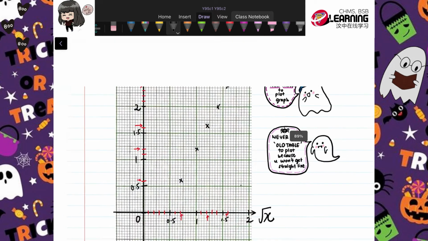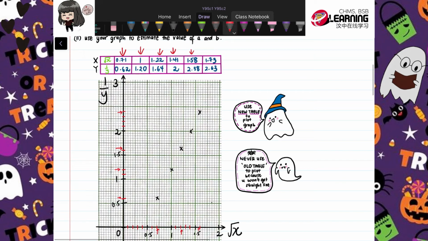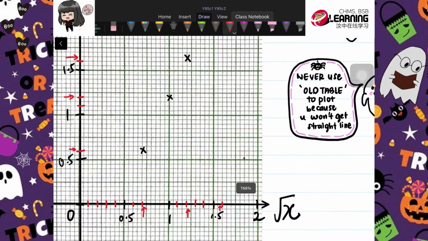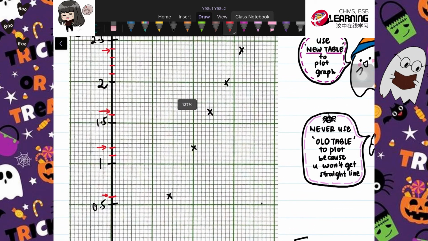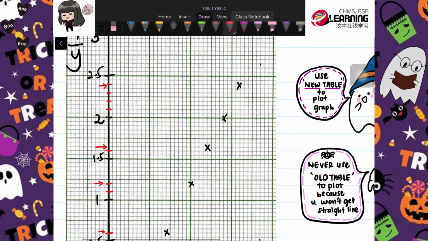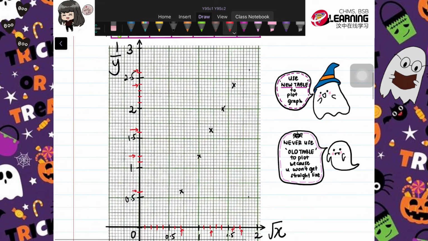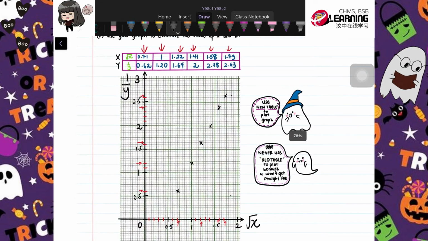So have we plotted all the points already or not yet? One more, the last one: 1.73 and 2.63. 1.6, 1.7, 1.73 is somewhere here. 2.6 is here, 2.63 is somewhere here. So we have plotted all the points already.